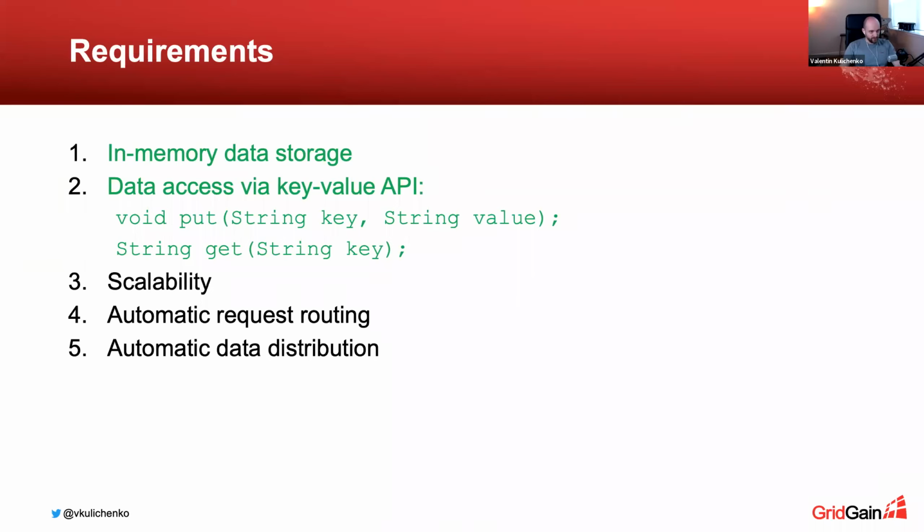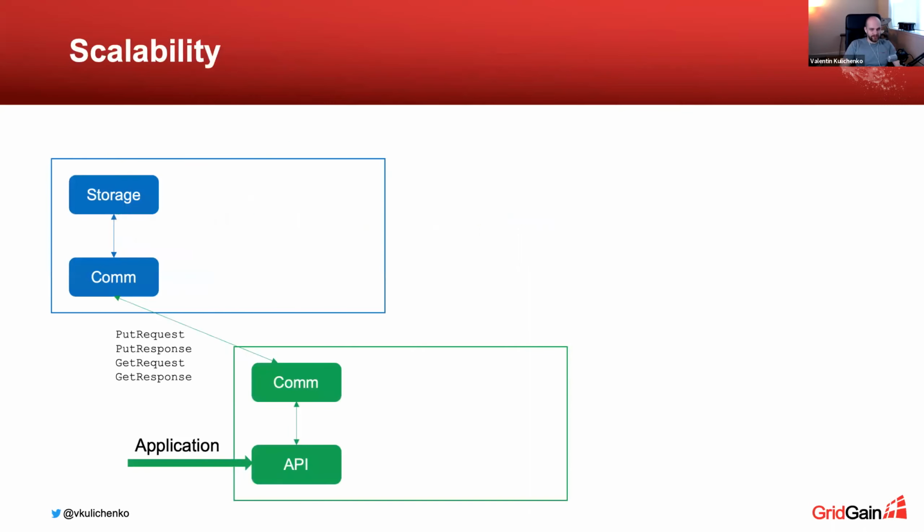We want to have multiple servers, multiple server processes participating in data storage and processing the data. So let's move on to scalability, which is what we actually want from a distributed system. As I said, by scalability for now, I just imply that we have multiple servers, multiple instances of the server process that form a single database.